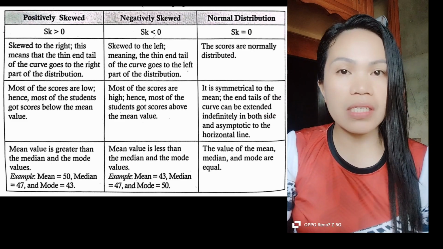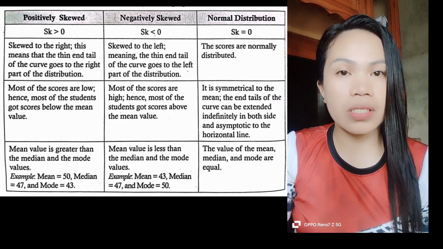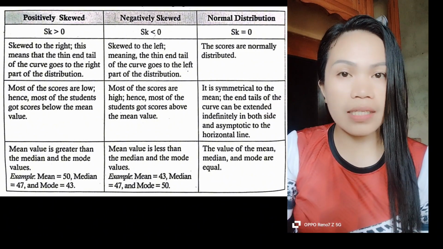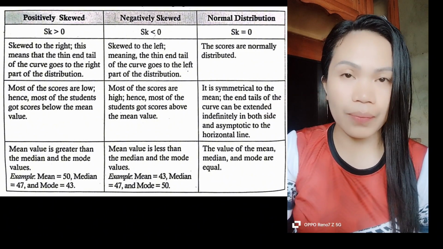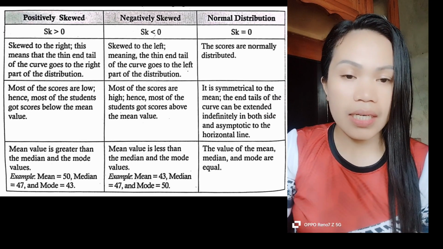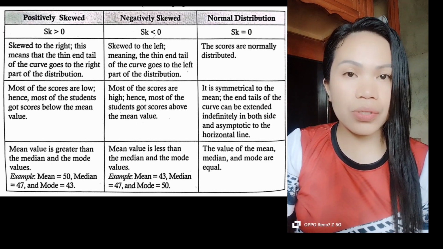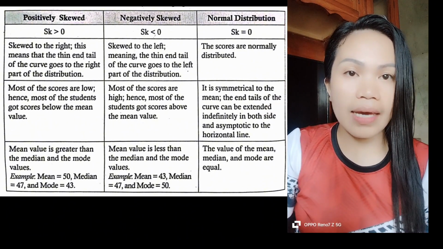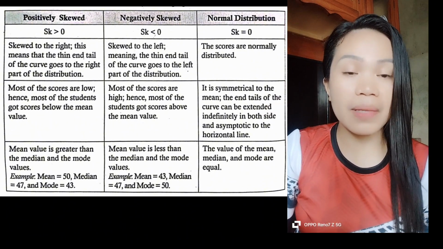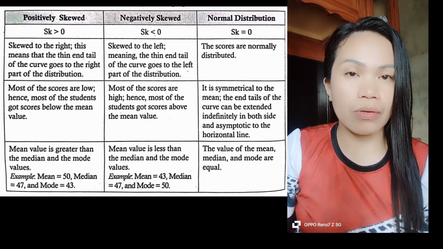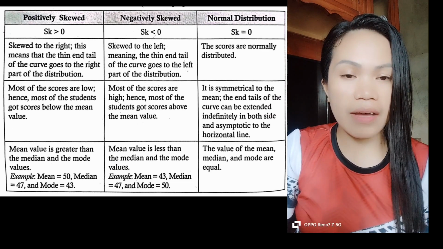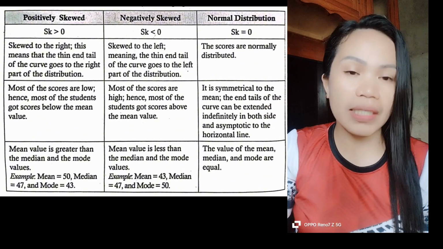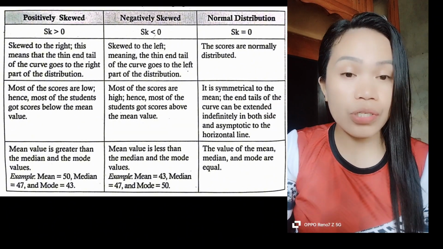So for positively skewed, most of the scores are low. Hence, most of the students got scores below the mean value. So this is the positively skewed. And for the negatively skewed, most of the scores are high. Hence, most of the students got scores above the mean value. So this is the difference between the positively skewed, negatively skewed, and the normal distribution or no skew.